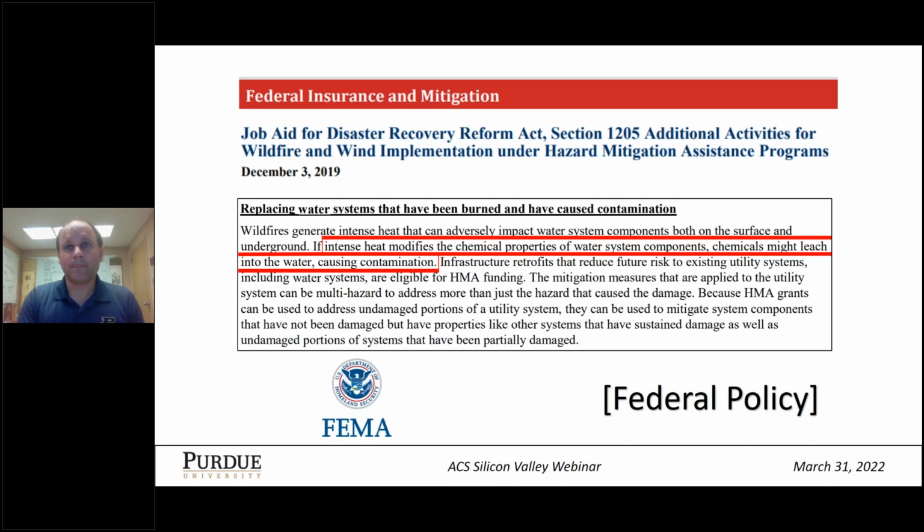And US federal policy, because of the tens of millions of dollars that has gone to fix water systems, realized that they need to take a position about water system components that can be heat damaged, like plastics, and how to best design systems and make quick decisions about replacing them when they're in communities that have been damaged by fire.